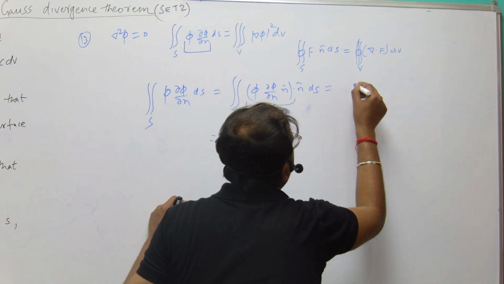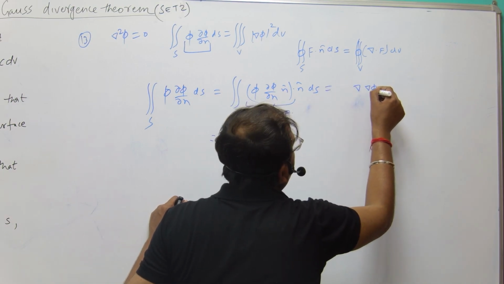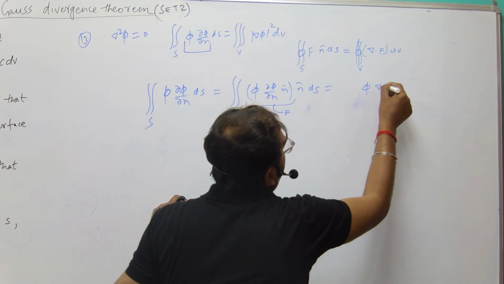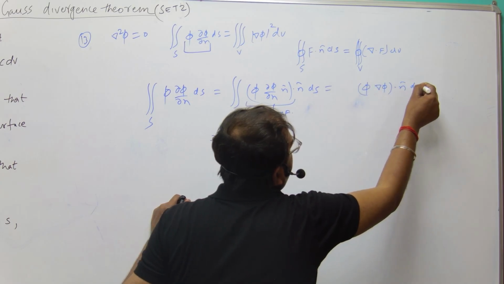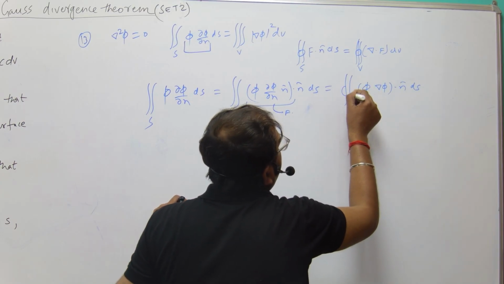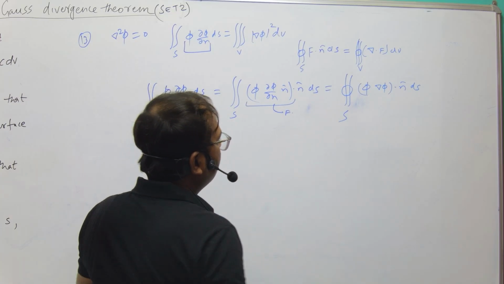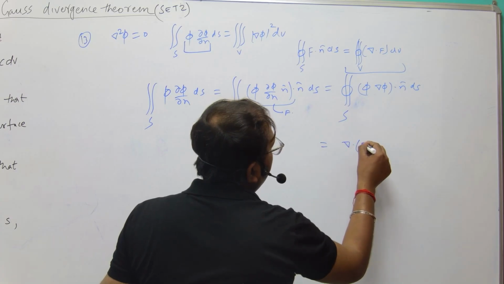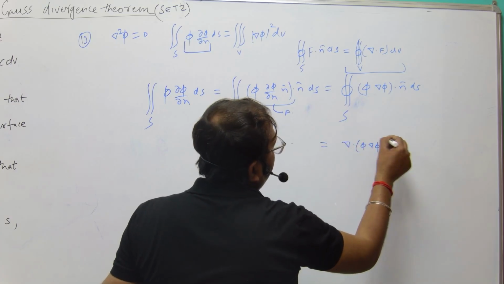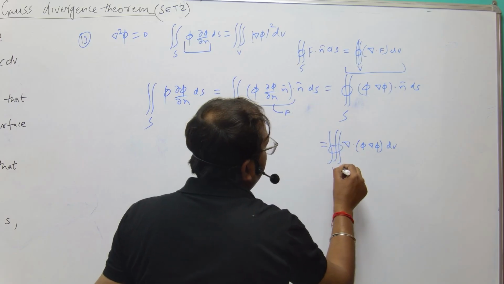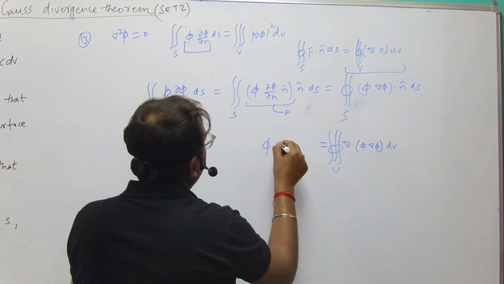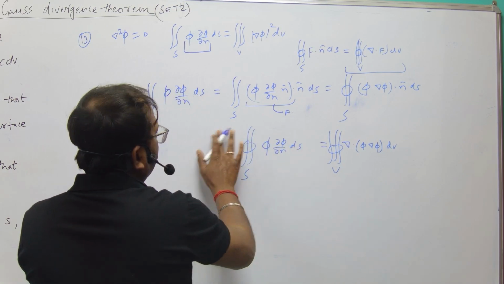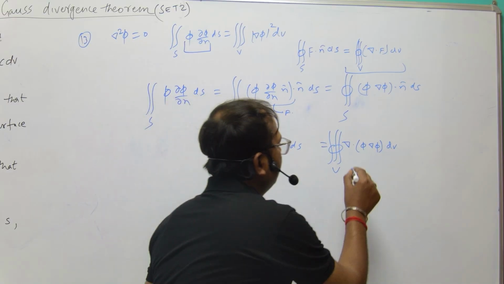So this is equal to phi times del phi, phi times del phi dot n cap into ds, and this is a surface integral. Using the Gauss divergence theorem, this is the volume integral of divergence of phi del phi dv. And this is equal to the surface integral of phi times del phi upon del n into ds. Now let us further simplify this expression.